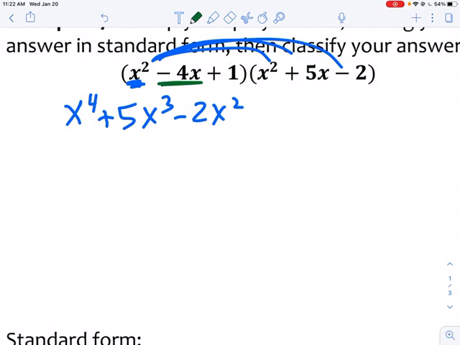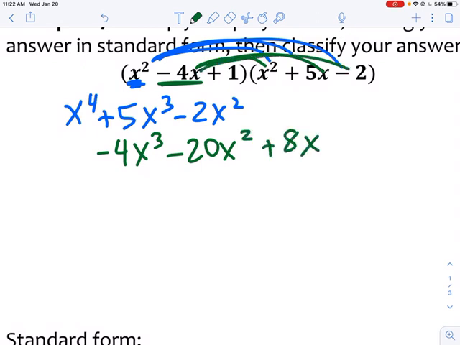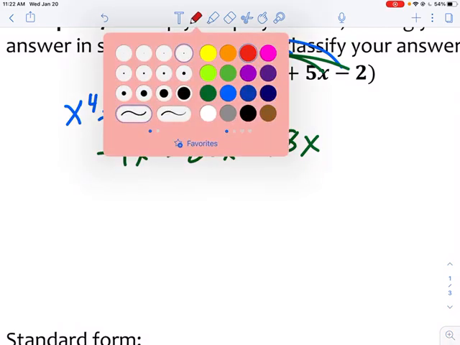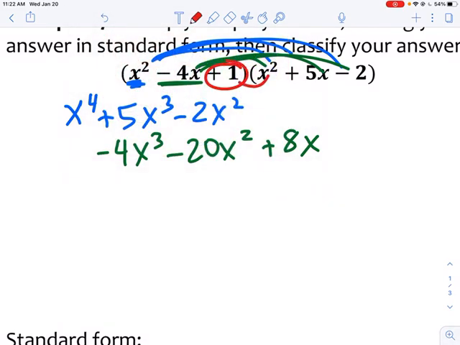Then we'll pick up our negative 4x. Negative 4x times x squared is negative 4x to the 3rd, lining that up with the x to the 3rd. Negative 4x times 5x is negative 20x squared, and then positive 8x. All right, and then we just got one more to distribute through. So let's go red. So we're going to take that 1 times x squared. So we're going to get an x squared here, and then 1 times 5x, so plus 5x minus 2.